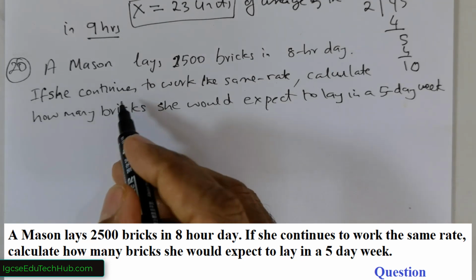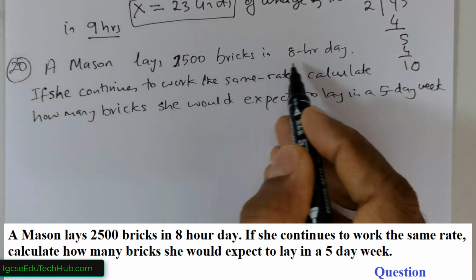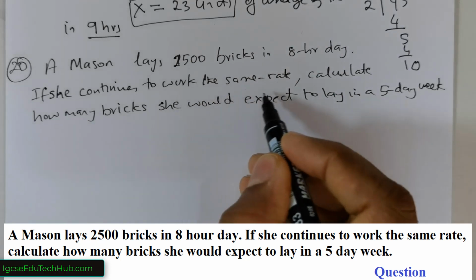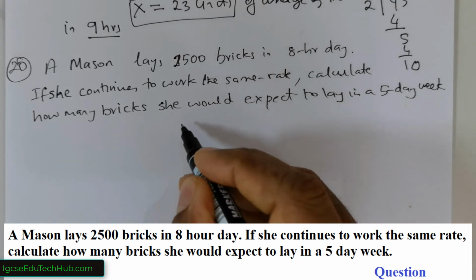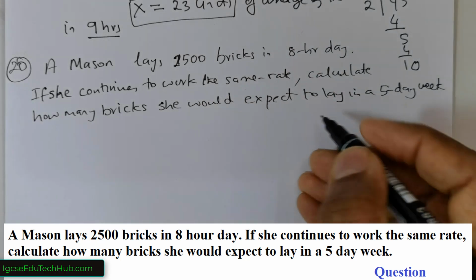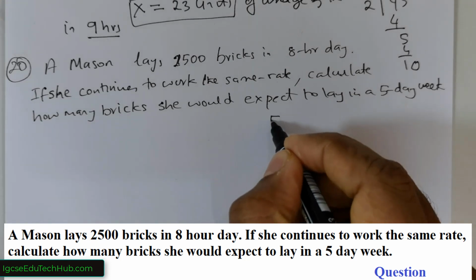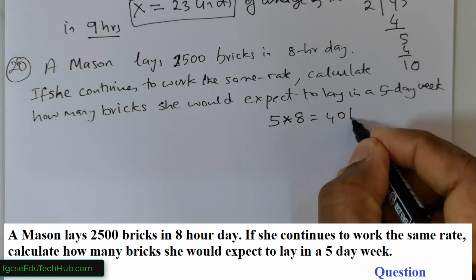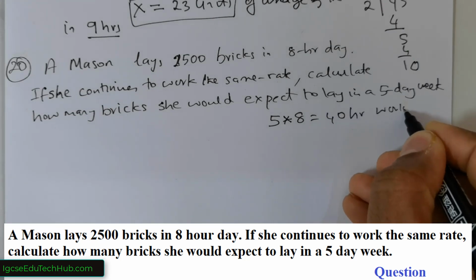We got the next question. A mason lays 2500 bricks in an 8-hour day. If she continues to work at the same rate, calculate how many bricks she would expect to lay in 5 days. Now 1 day is 8 hours, so 5 days means 5 into 8, it's 40 hours of work.